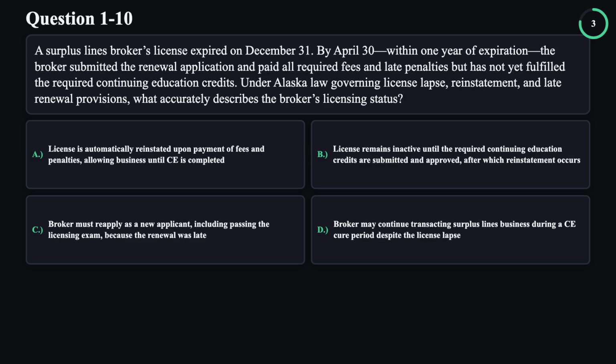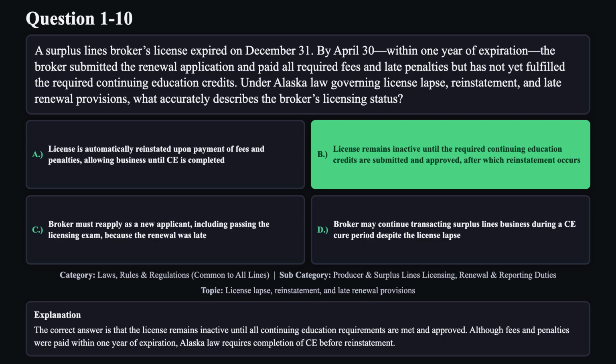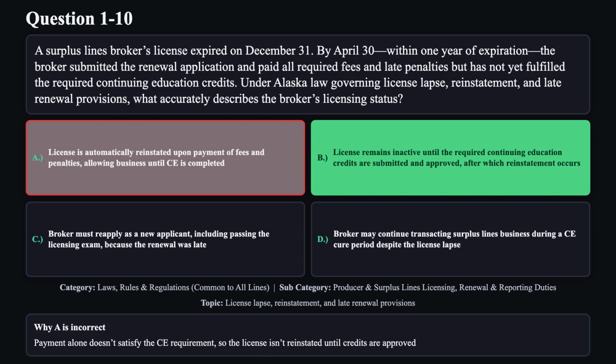The correct answer is B. The correct answer is that the license remains inactive until all continuing education requirements are met and approved. Although fees and penalties were paid within 1 year of expiration, Alaska law requires completion of CE before reinstatement. Reason A is not correct. Payment alone doesn't satisfy the CE requirement, so the license isn't reinstated until credits are approved.